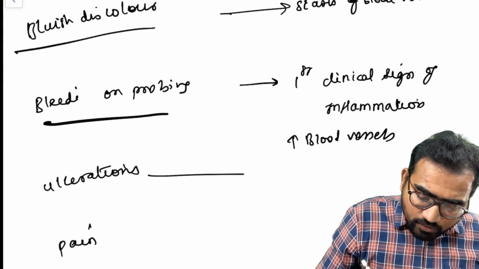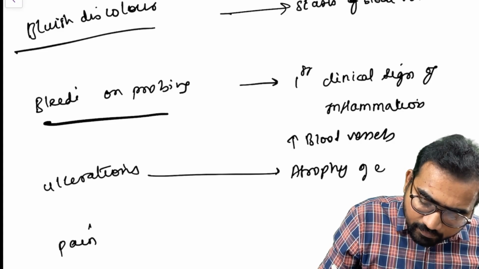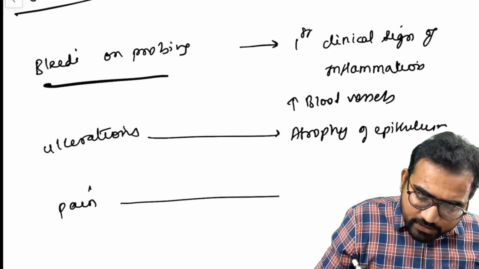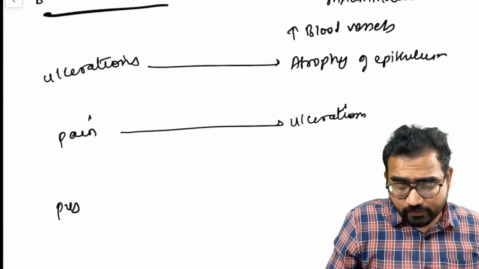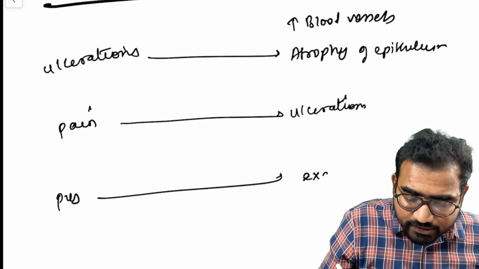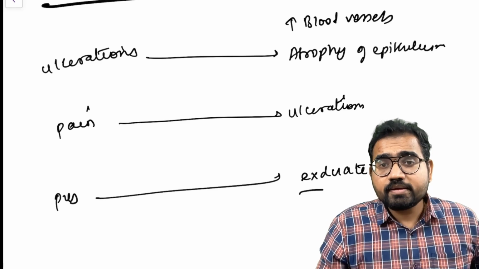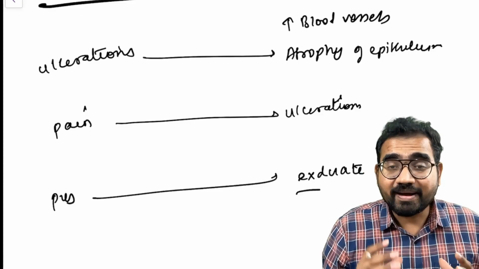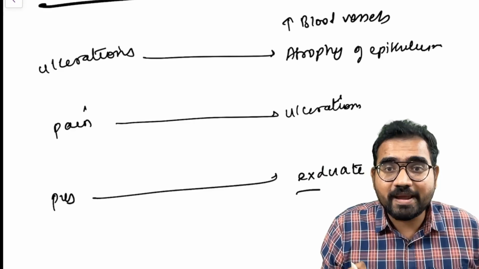Okay, and also the ulceration is because of the atrophy of the epithelium, and pain is because of these ulcerations. The inner wall of the pocket will be extremely painful, and pus discharge, if there is inflammation, there will be presence of exudate. And one more thing I would like to tell you is sometimes the pocket wall might look fibrotic, which means the walls will look pale.